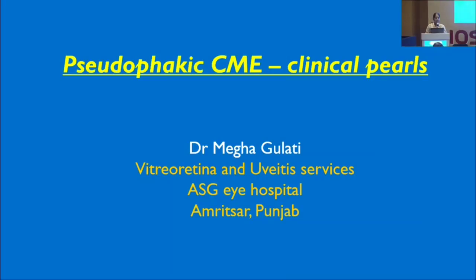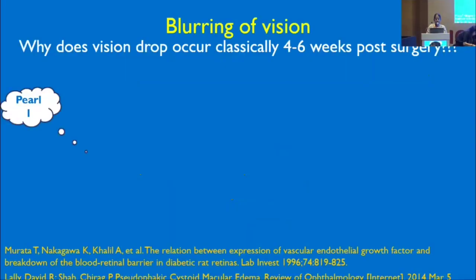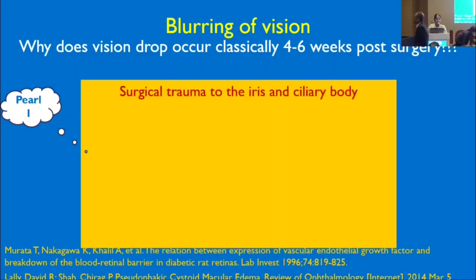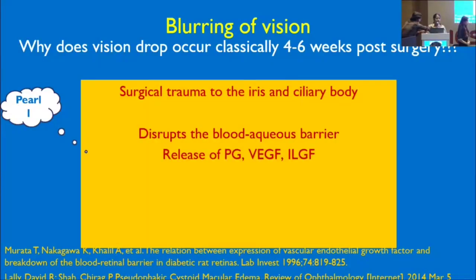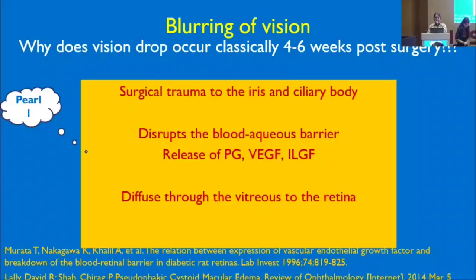Good afternoon all. I will be dealing with a few important pearls regarding the pathophysiology and pharmacokinetics of pseudophakic cystoid macular edema, which we deal with in and out every day. So why does the vision drop usually occur 4 to 6 weeks post-surgery? The patient usually says my vision was very good after cataract surgery and after 4 weeks it has suddenly dropped. This is because surgical trauma to the iris and ciliary body leads to disruption of the blood aqueous barrier, and there is release of prostaglandins, VEGF, and interleukins. They diffuse through the vitreous to the retina, and it takes time. So it takes almost 3 to 4 weeks for the blood retinal barrier to get disrupted, leading to cystoid macular edema.